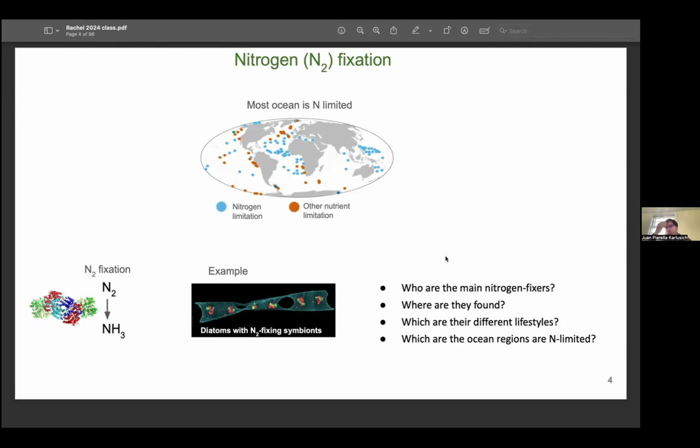For this project, the main questions that we wanted to resolve were: who are the main nitrogen fixers in the ocean, where are they found, which are their different lifestyles, and are there ocean regions that consist of hotspots of nitrogen fixers due to the nitrogen limitation.